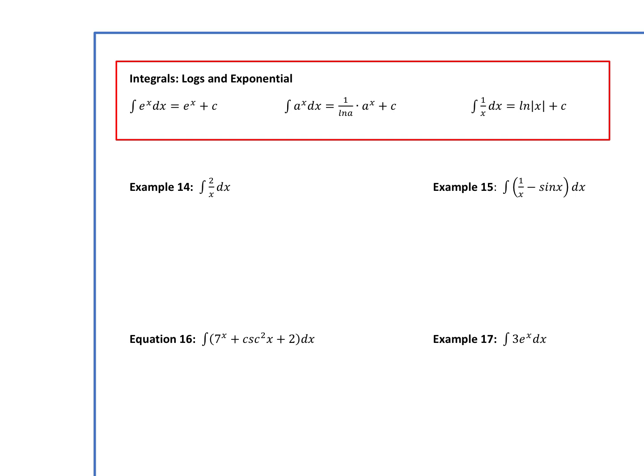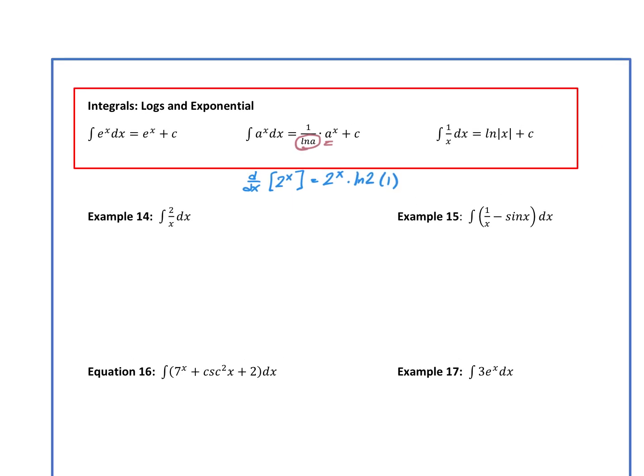When we derived an exponential with a different base, so d dx of, let's say, 2 to the x, we rewrote it. We multiplied by ln of 2, and then we times it by the 1. Okay, so the same thing, it's just a little reverse. So we still rewrite it, but you divide by, and then the integral of 1 over x is ln of x, because we know that the derivative of ln of x is 1 over x.